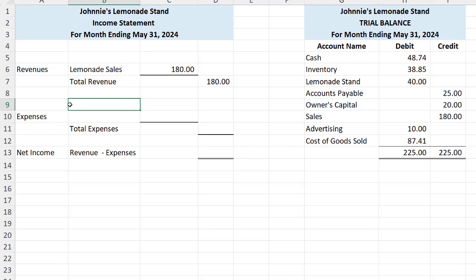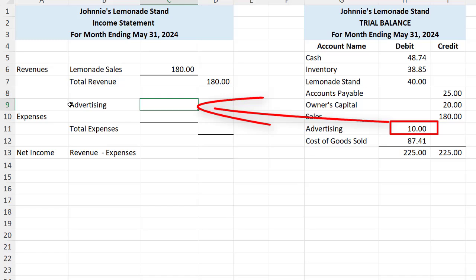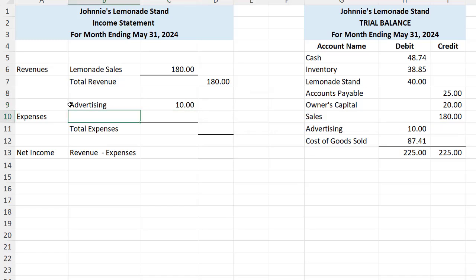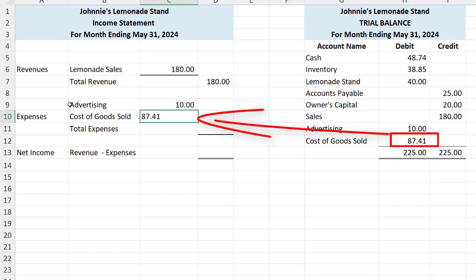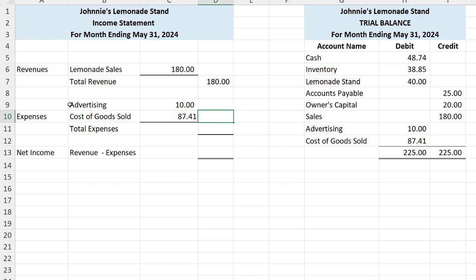Next comes expenses. I will enter the $10 for the advertising expense and $87.41 for the cost of goods sold. I will total the expenses. I will enter the expense total of $97.41. I will enter the formula for computing the net income, which is revenue minus expenses. Johnny's net income, or profit, comes to $82.59.